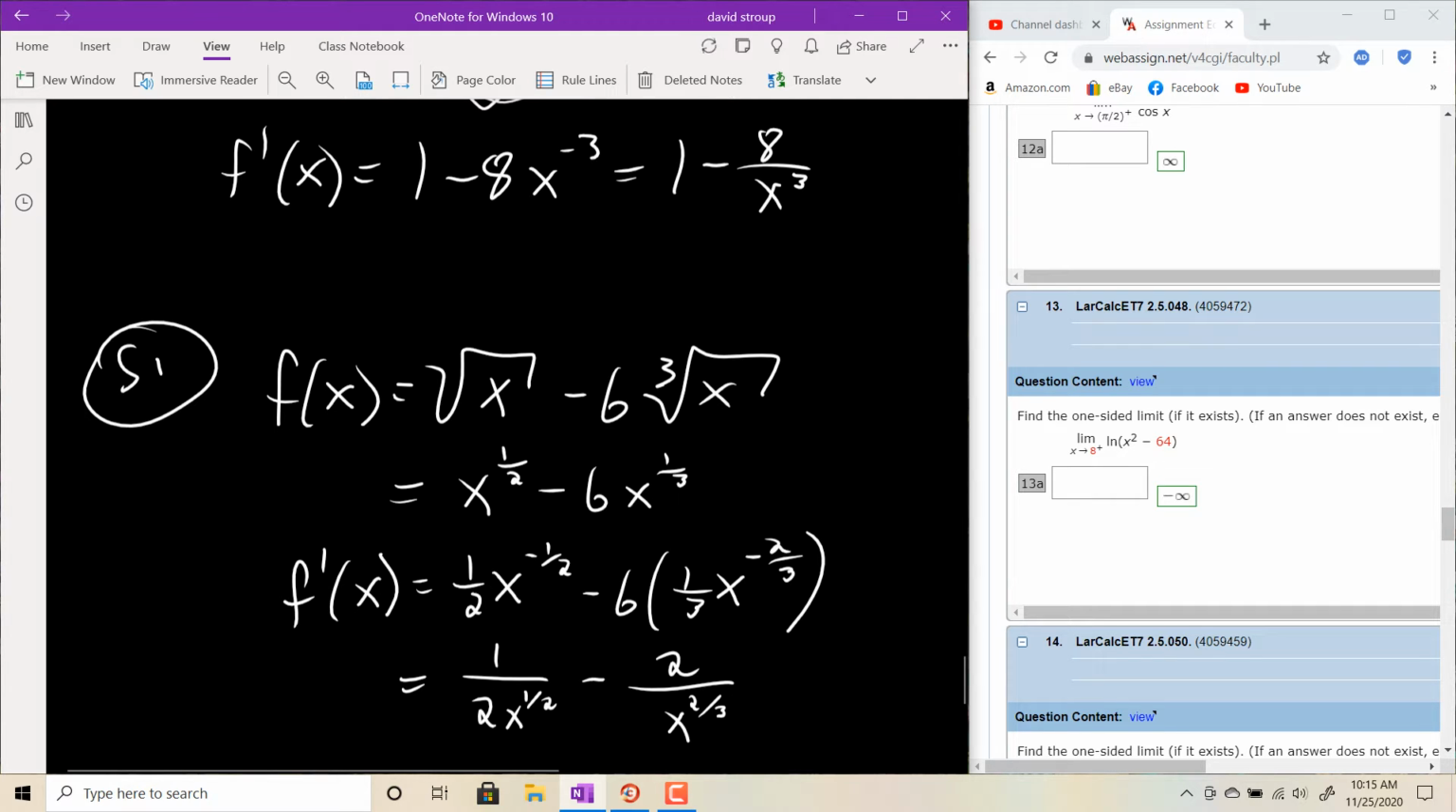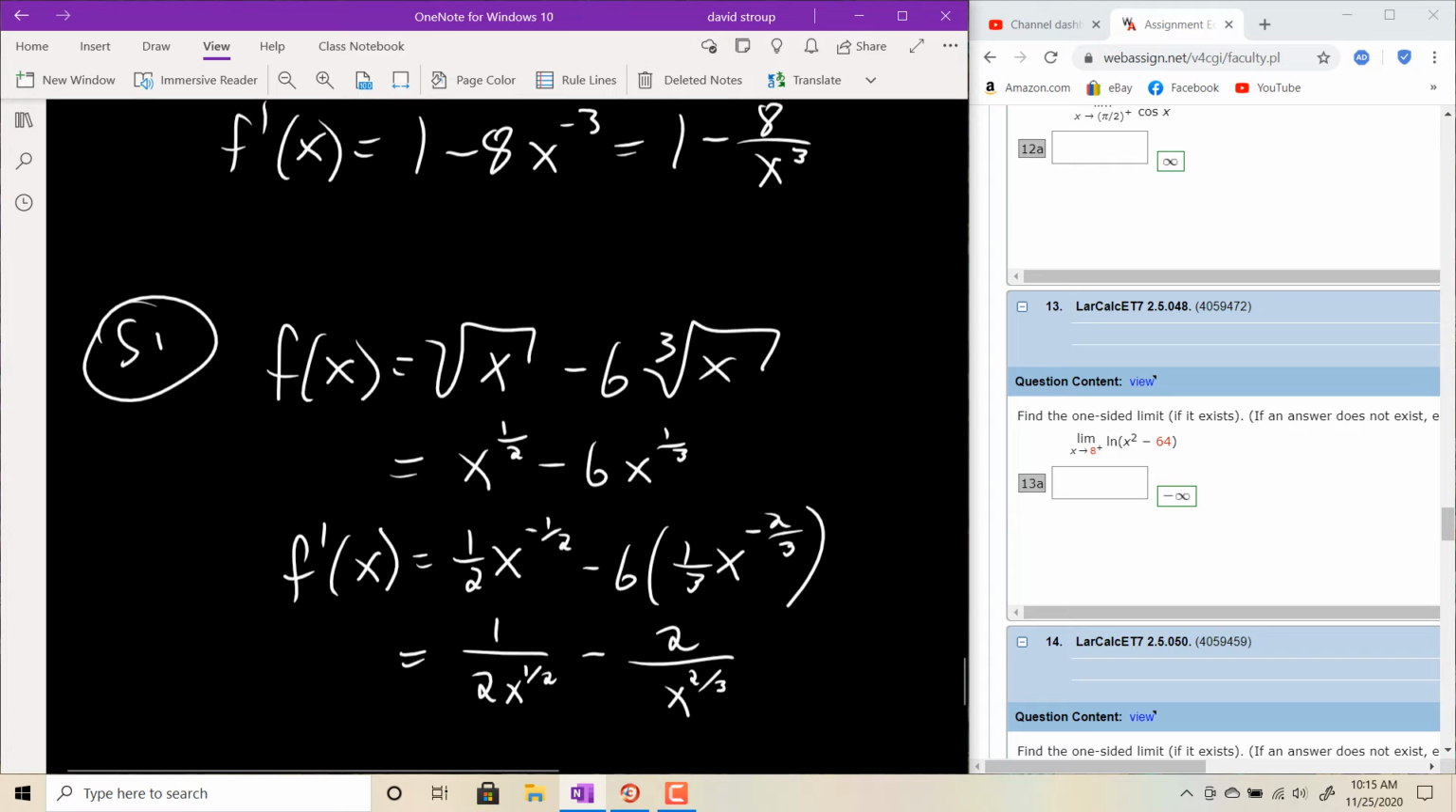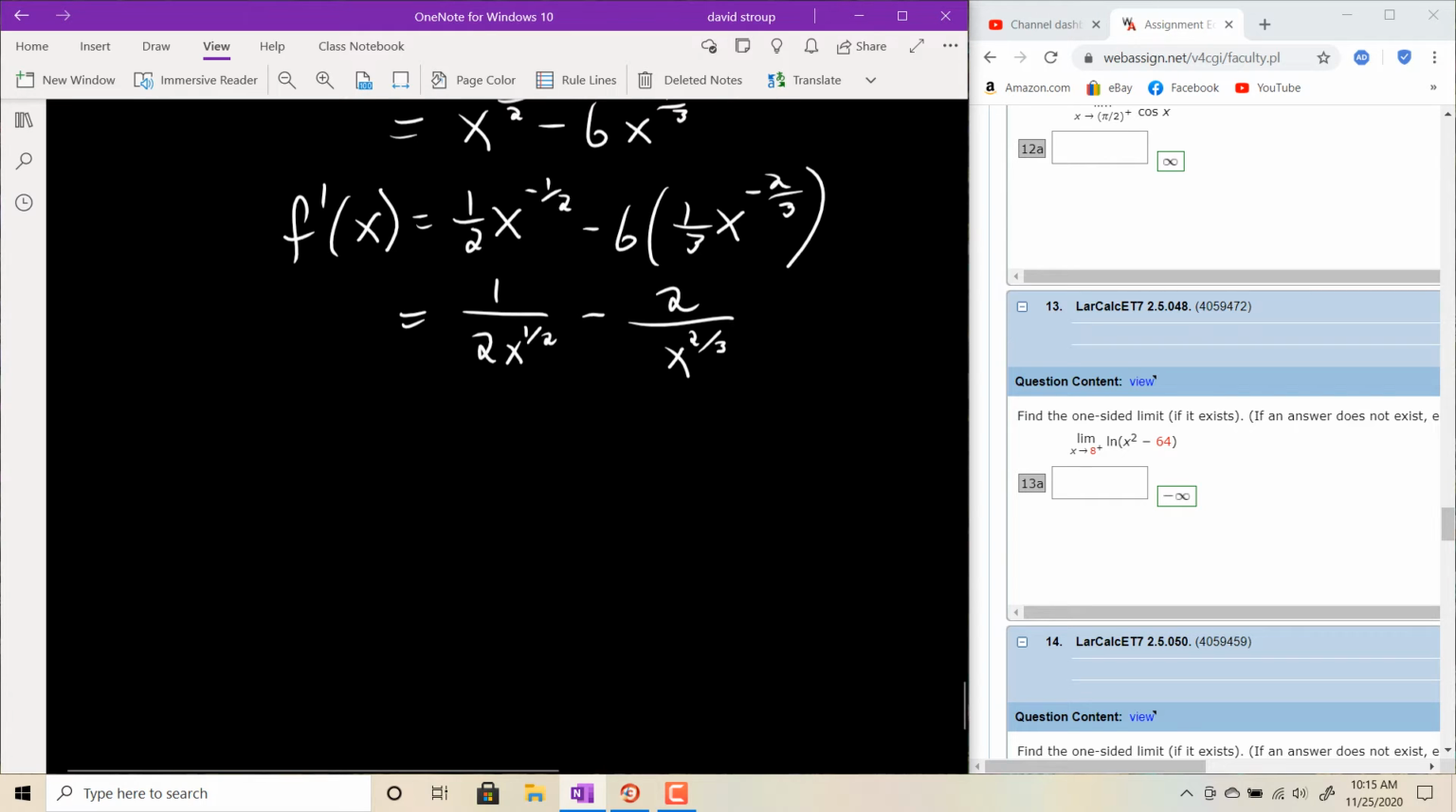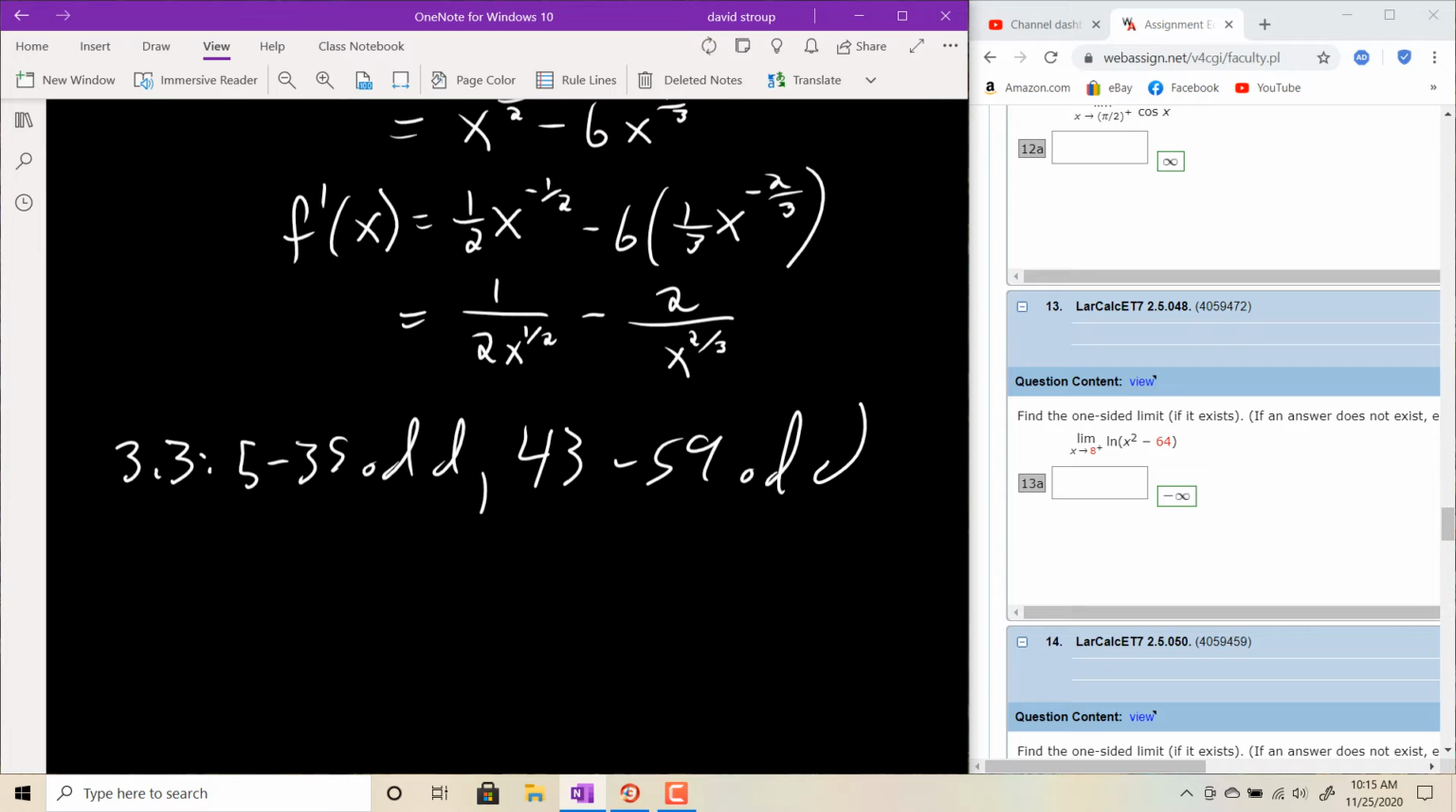That's 3.2. 3.3 then gets into the product rule and the quotient rule. So in 3.3, we're looking at problems like 5 to 35 odd, and then 43 to 59 odd. And let's see, 3.3, where are you?